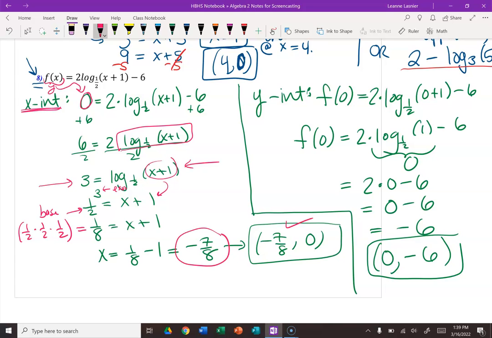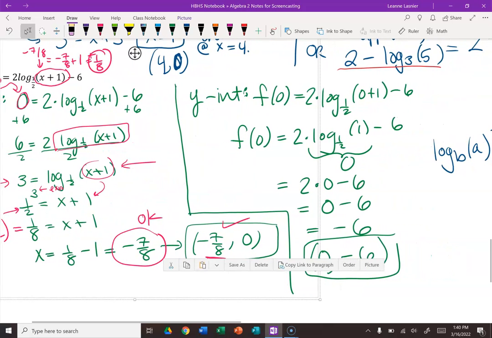Now you may be wondering, how are we allowed to have a negative solution? Because if you go back to the original log, there's an x plus 1 inside the log. So if I were to plug -7/8 in for x, I would have -7/8 plus 1, which is equal to +1/8. So this negative value is okay because I was adding 1 to it inside the log. So the overall value inside the log was still positive.